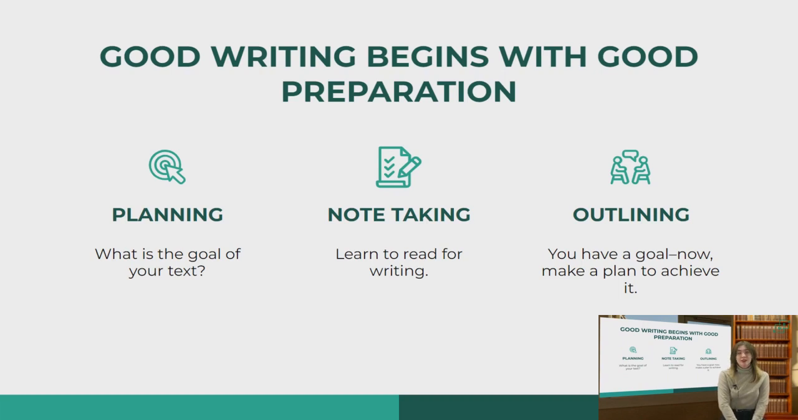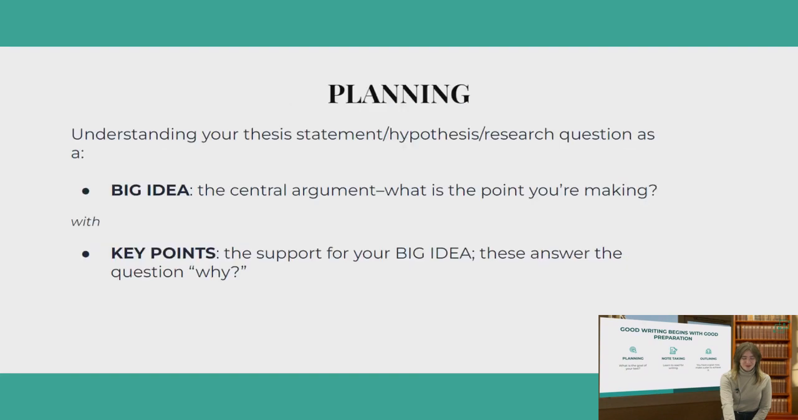Our first is planning, so creating the goal for our text. Our second is note-taking, which is learning to read specifically for writing. And our third is outlining. What plan can we make to achieve that goal that we set? Okay, let's talk really quickly about planning.